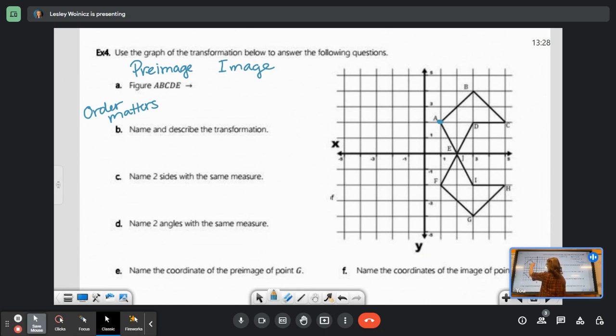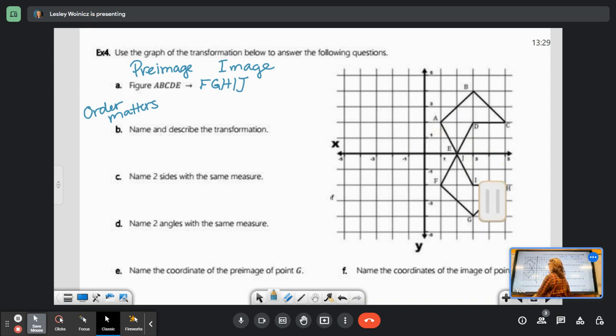If you look at the figure, you can tell that A maps to F. So when I write my image, I'm going to make sure that I start with F because the pre-image starts with A. Next we look at B. B is mapping to G. So that's the next thing that has to go right after the F. C maps to point H. D maps to point I. And point E, well, it kind of maps to itself, but they've got another letter there, it's J. Maps to J.